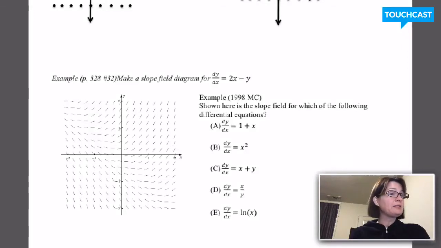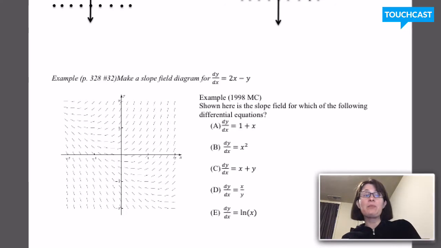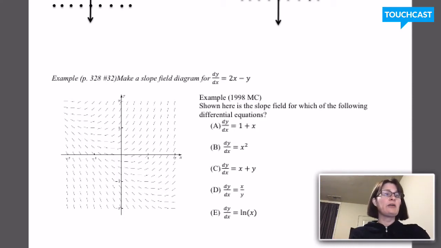Here's an example of a way you might see a slope field tested on the AP test as a multiple choice question. So if I have this slope field diagram that's given, I'm then asked, what is the differential equation that this diagram might have come from? So you could either physically or just in your mind think about, well, if I made a slope field diagram for each one of these differential equations, which one would come closest to matching this?